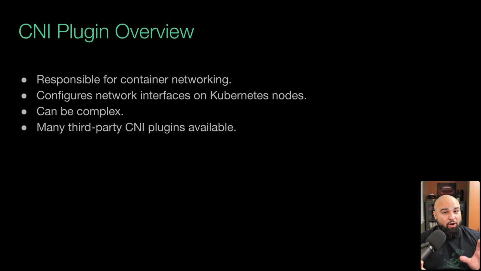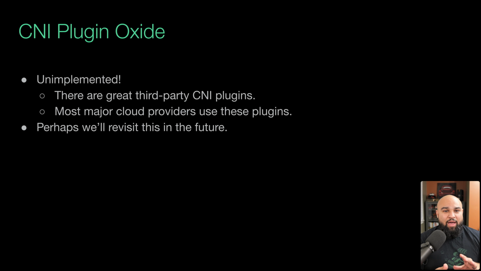That's basically all a CNI is meant to do, but the act of doing that can be complex, with different ways of managing network interfaces and overlay networks and so on and so forth. And there are many, many third-party CNI plugins available that a lot of the public cloud providers use directly. So at Oxide, we decided to also not implement a CNI plugin at this time. There are great third-party CNI plugins, right? There's Flannel, Calico, Cilium. There's a bunch of them out there, and most major cloud providers use them as well. But perhaps we will revisit this in the future.